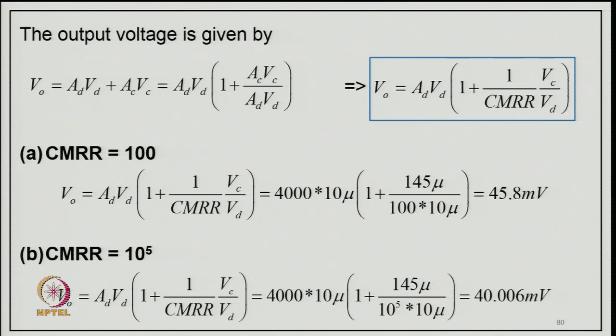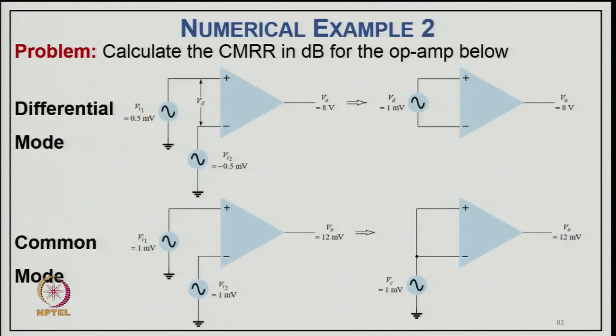So now putting CMRR equal to 100, putting the value here, it comes to 45.8 volt, and for CMRR equal to 10 to the power 5, putting the value, it comes to only about 40.006 millivolt.